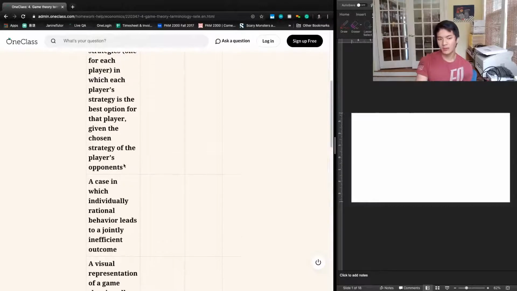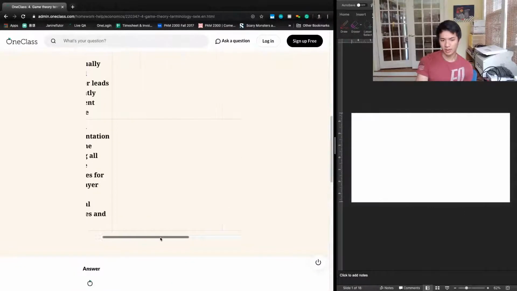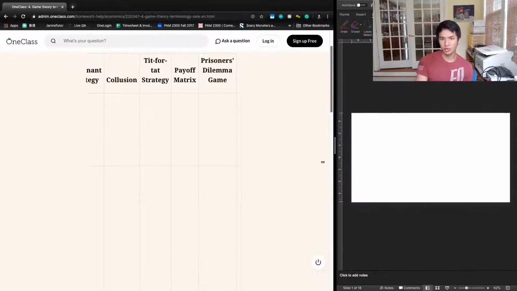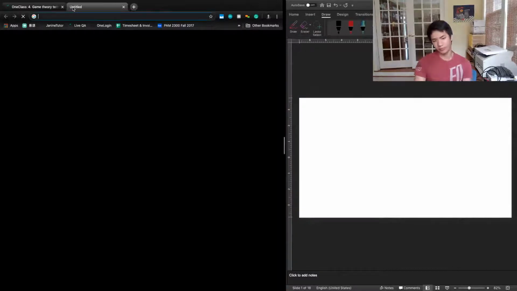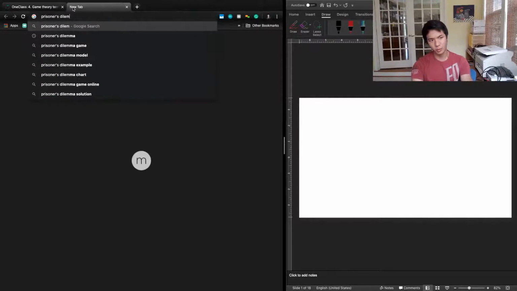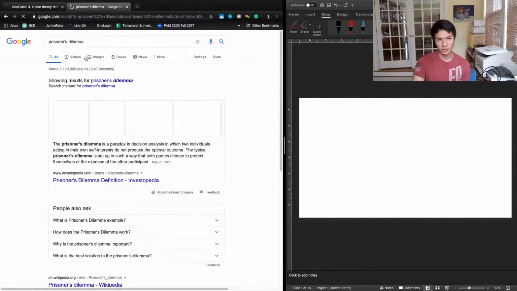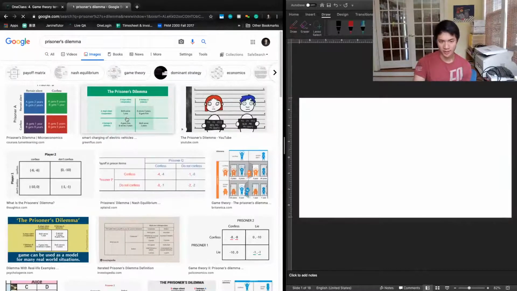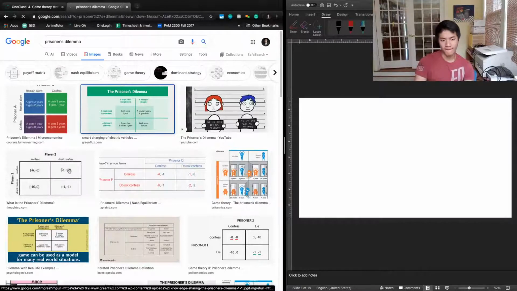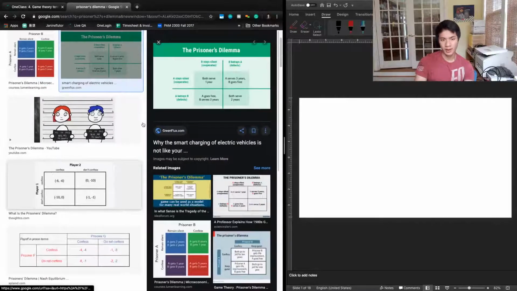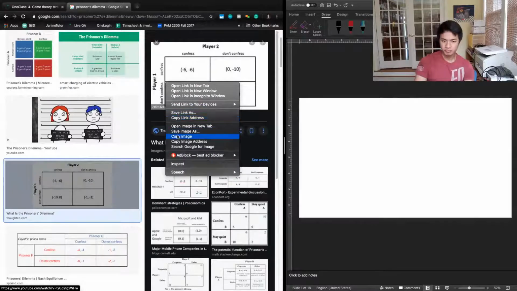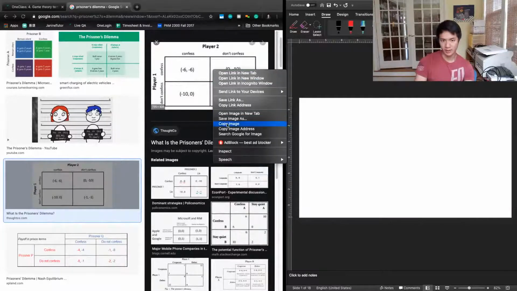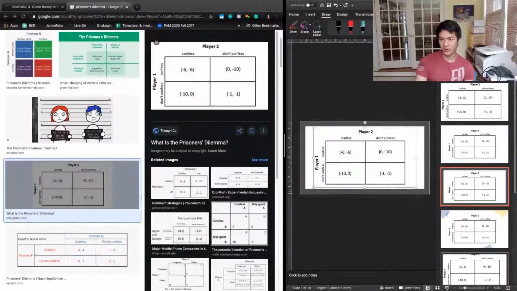The third says a case in which individually rational behavior leads to a jointly inefficient outcome. And that's going to be what we think of when we are talking about the prisoner's dilemma game. For those of you who aren't very familiar with game theory yet, I think this is best explained with a prisoner's dilemma matrix. Basically, you're in a situation in which two people are arrested for committing a crime, they're partners in crime, and then they're interrogated separately and given a choice. They can either turn on their partner, or they can not confess to the crime and stay silent. By confessing to a crime, they would be turning on their partner.